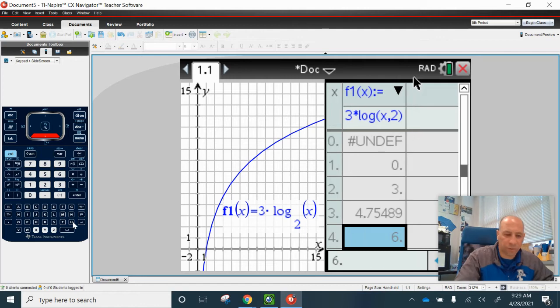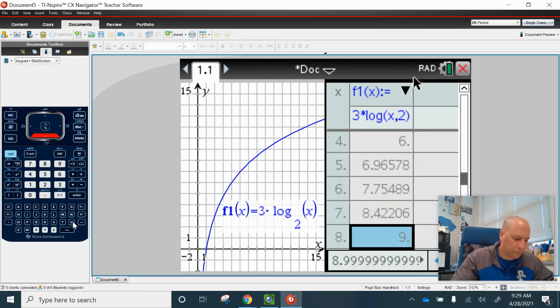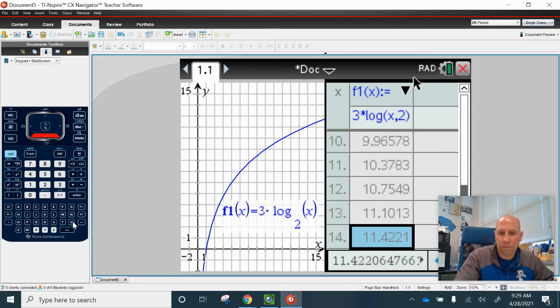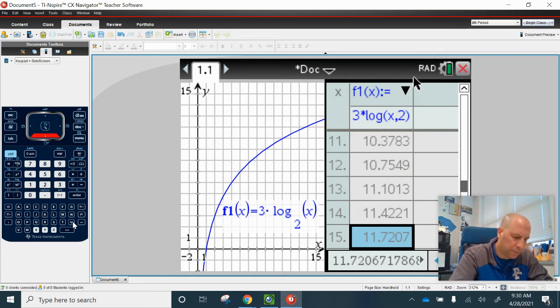Let's see if we can just use whole numbers. 4, 6. When we only have decimals, we'll have to approximate, but if we can use whole numbers, let's use whole numbers. 8, 9. And then it looks like, let's just use 15, and that's 11.7. So 15, 11.7. It's about right here.